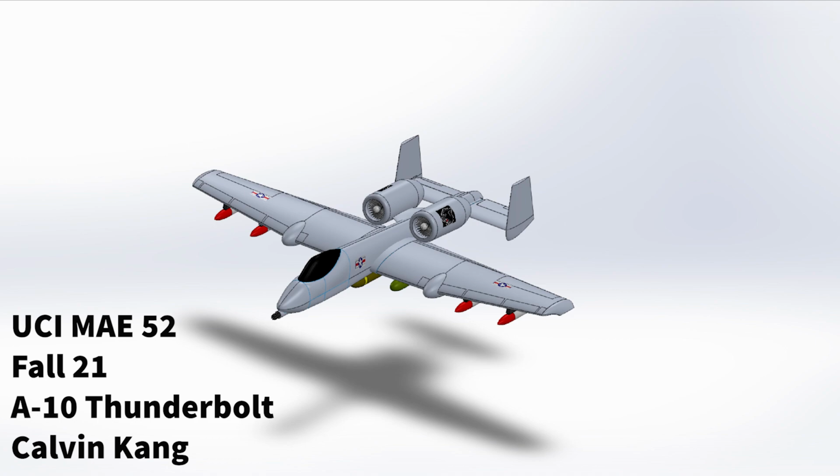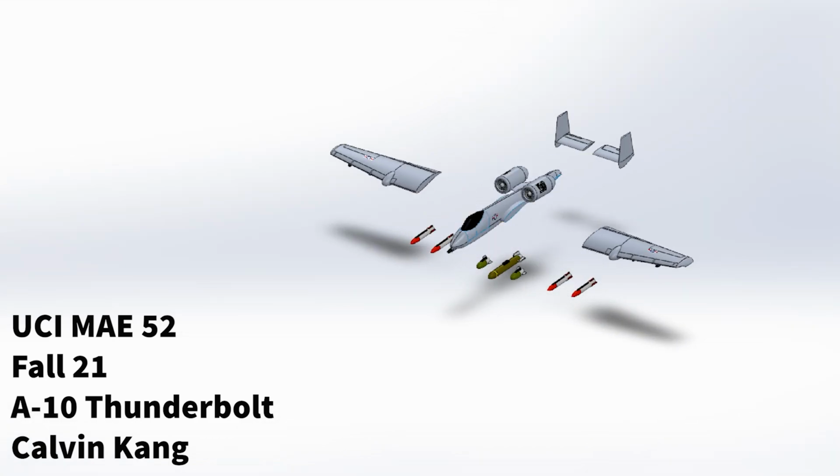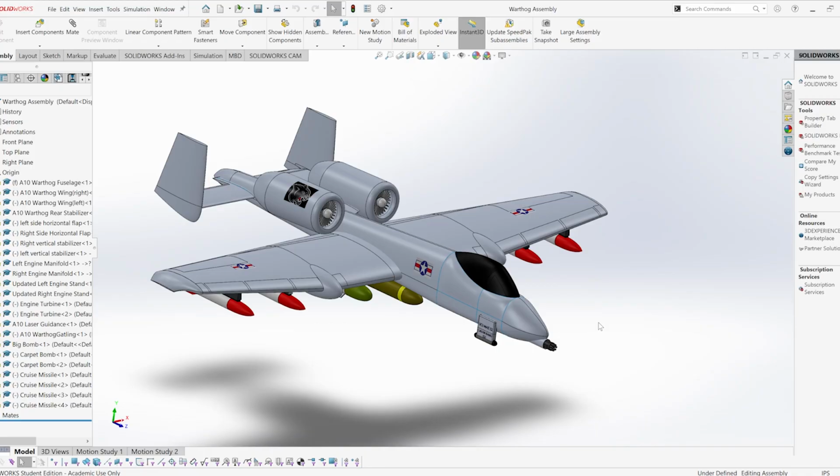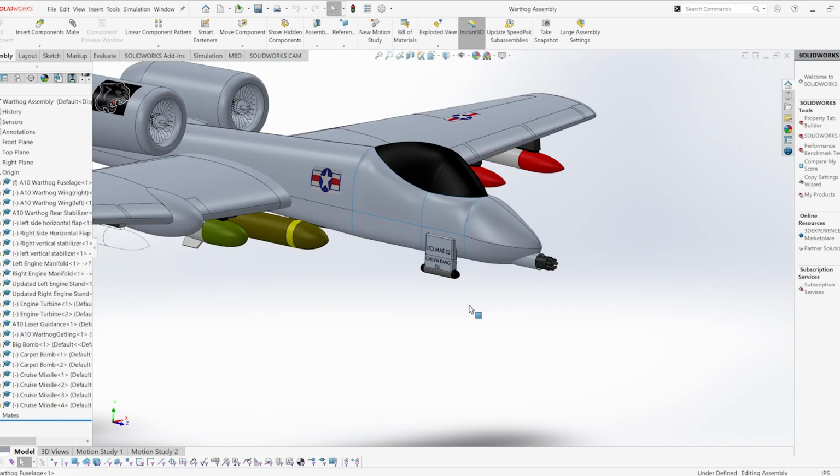Hi, my name is Calvin Kang, and for my final project I created a 3D CAD model of the Fairchild Republic A10 Thunderbolt II, which was divided into different groupings that consisted of the fuselage, wings, engine mounts, engine housing, engine turbines, and the rear stabilizers.